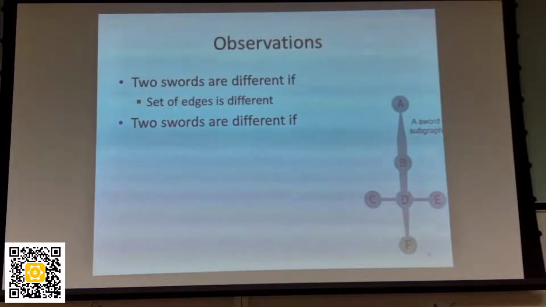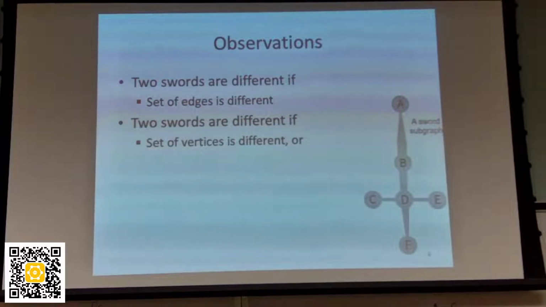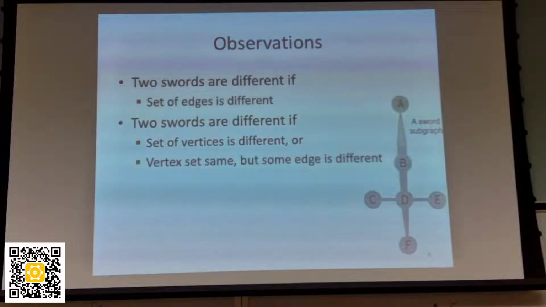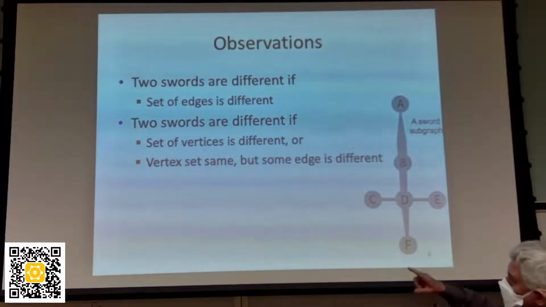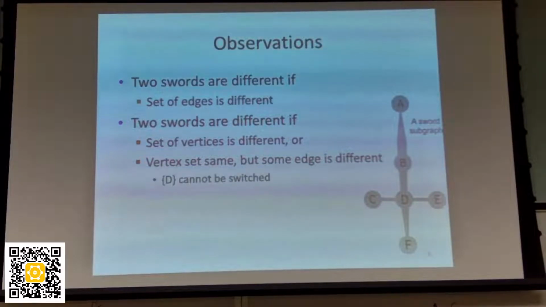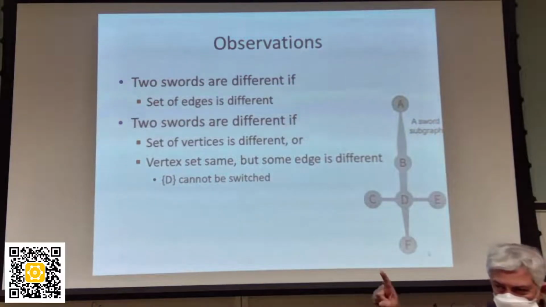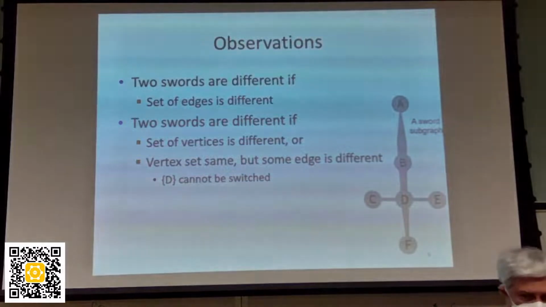All right. So we're going to try and interpret this. What does it mean to say set of edges are different? Well, it turns out there are 2 possibilities. One is the set of vertices themselves are different. If the set of vertices are different, for sure the edges are going to be different. But it's also possible that the vertex set is the same for the sword, but some edge there is different. Okay? So we need to understand this a little bit better. So here's the deal. If your vertex of degree 4 is different in the two swords, then they are not going to be the same, right?